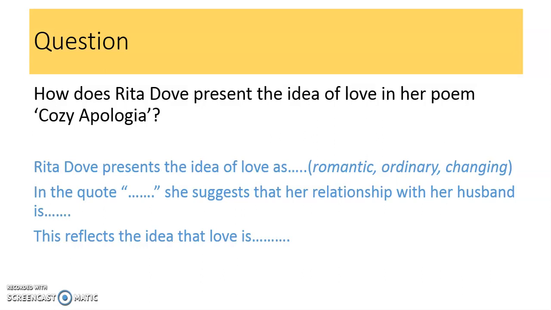So you might start, Rita Dove presents the idea of love as, and then you might make a suggestion that it's romantic, that it's ordinary, that it's changing. Then you need to find some evidence. So in the quote, put your quote in there, she suggests that the relationship with her husband is, and explain further the quote you found. Then say, this reflects the idea that love is, and sum up your ideas. Have a go at that answer.